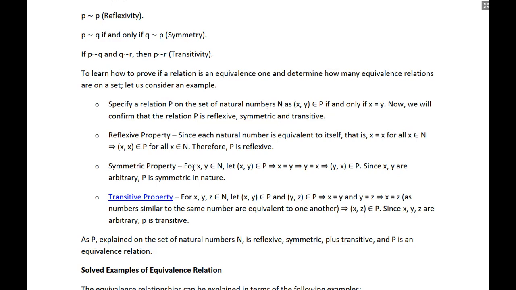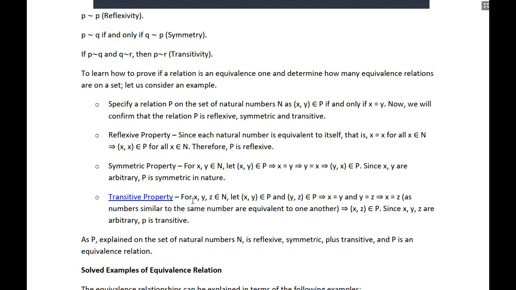Symmetric property: if x, y belong to the natural numbers, then (x, y) belongs to P and x is equal to y. This implies that y is equal to x. This implies that (y, x) also belongs to P. Since x, y are arbitrary, P is symmetric in nature.